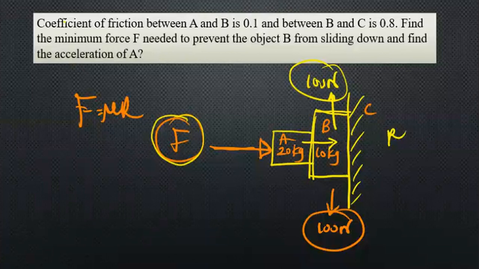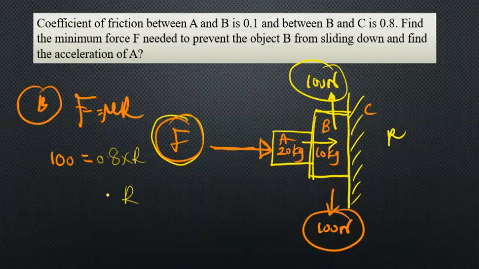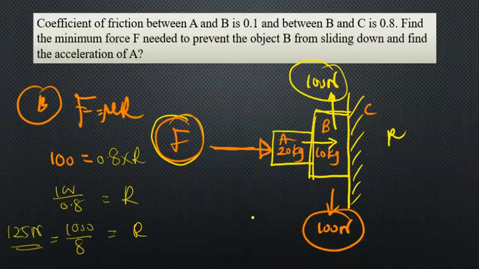So let's apply F equals mu R for B. The force required is 100 Newton, we know that. And the mu value they have given is 0.8, and we need the R value. So R equals 100 divided by 0.8, so R equals 1000 divided by 8, which is 125 Newtons. We have the R value now. So that means the same value F has to be 125 Newton. So we have the first answer. Now let's move on to the second part of the question.